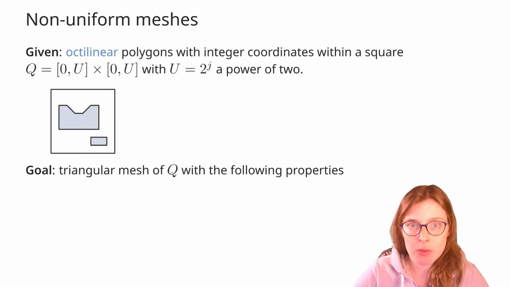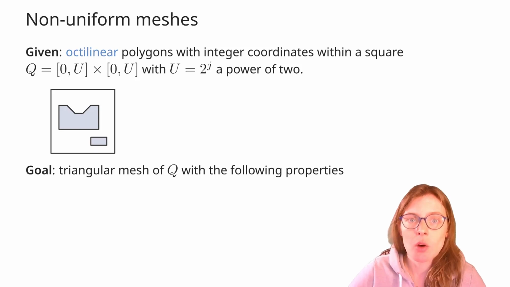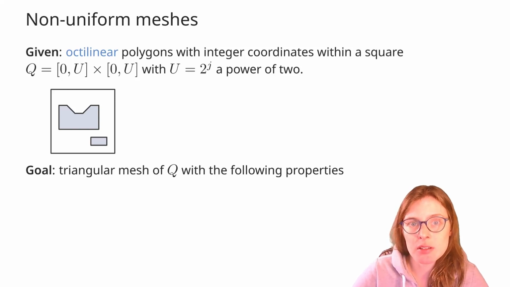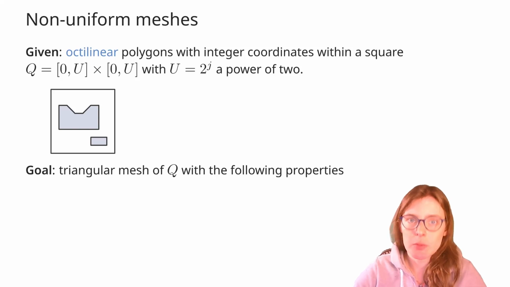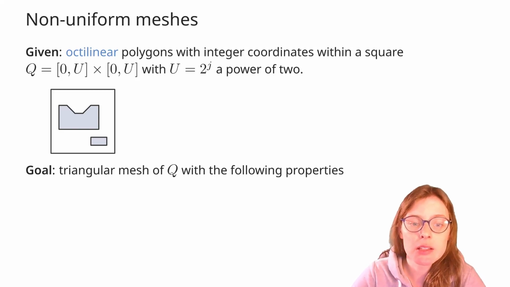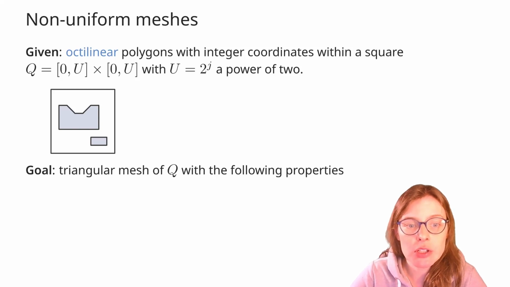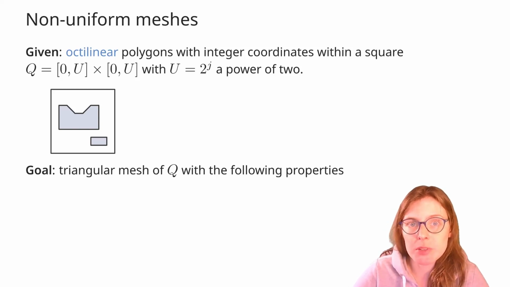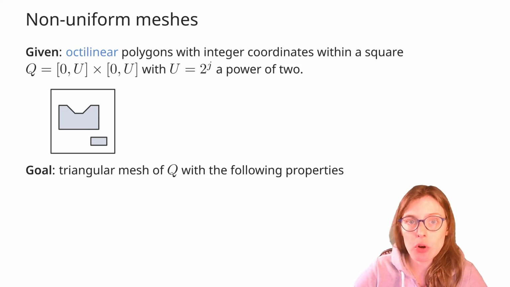Let's formalize the problem that we will consider today. We will restrict our consideration to objects that can be described with boundaries consisting of segments of limited number of orientations. In particular, we will consider octilinear polygons, and we will assume that their vertices are given with integer coordinates and the polygons are placed in a square of a large enough size. In particular, we will take the side of the square to be some power of 2. Our goal will be to construct a triangular mesh on this input with the following properties.